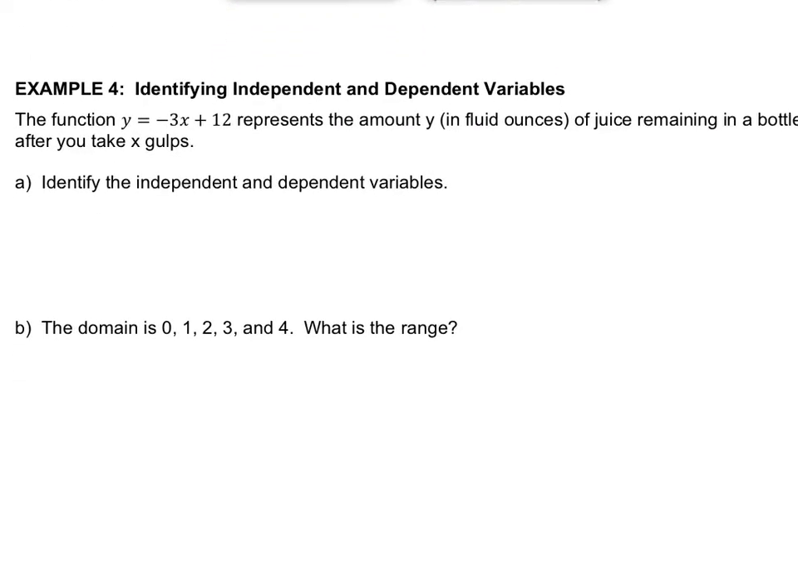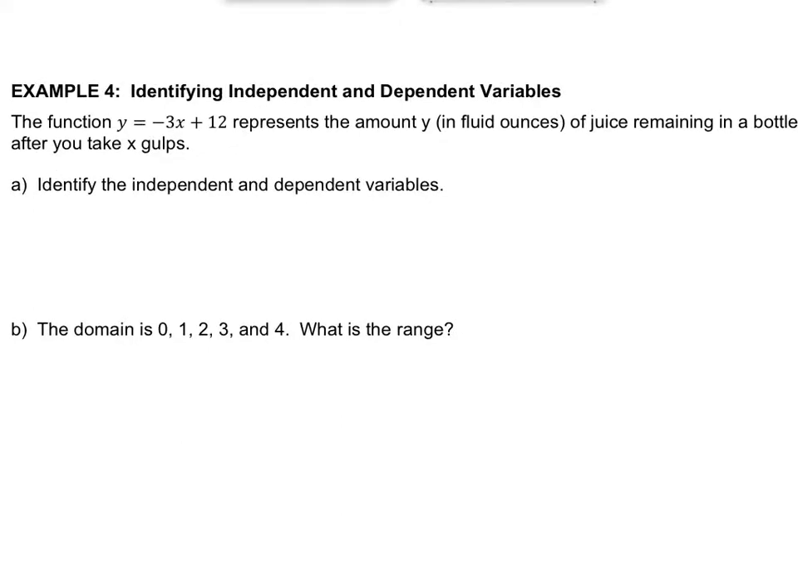Here we have the function y equals negative 3x plus 12 that represents the amount of juice remaining after you take x gulps. Identify the independent and the dependent variables. So independent would be my x values. The dependent are my y values.